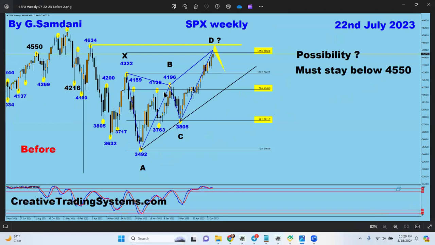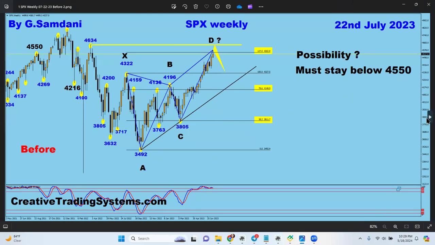So this pullback from X to A, the first pullback was 78%, then it came down to 38% by the book, and then straight up to 127. So I had it that 127 is going to drop, or maybe it will go up a little bit more to 46.34 because it's a very big high, and then drop, right? So that's what I said. There's a possibility it must stay below 45.50, which was this.